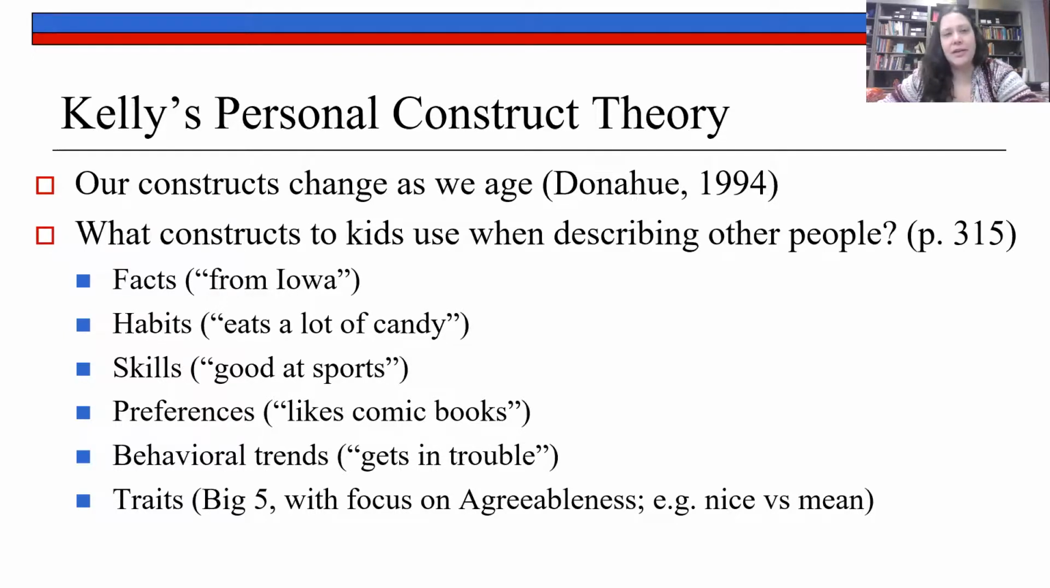And they particularly tended to classify people on the trait that we would call agreeableness. So kids tended to kind of classify people as nice versus mean. So that kid is my friend versus that kid is a bully and I don't like them. Okay, so that's the way that kids seem to construe the world. You might imagine that as we age, our constructs get more nuanced and more complicated.